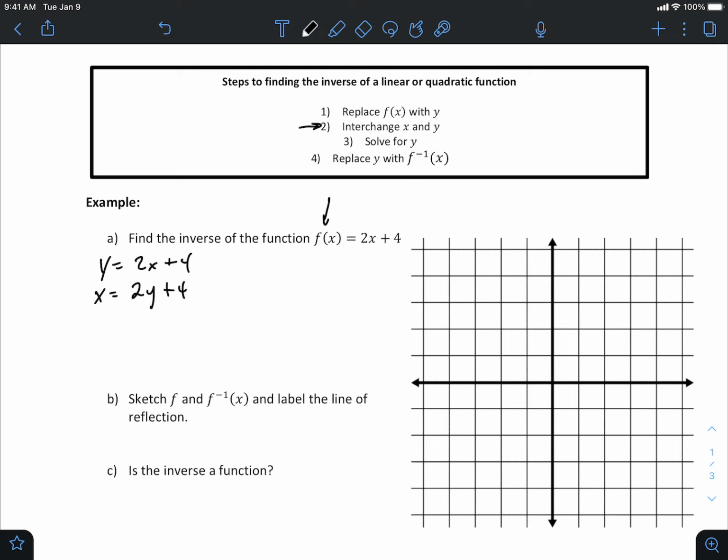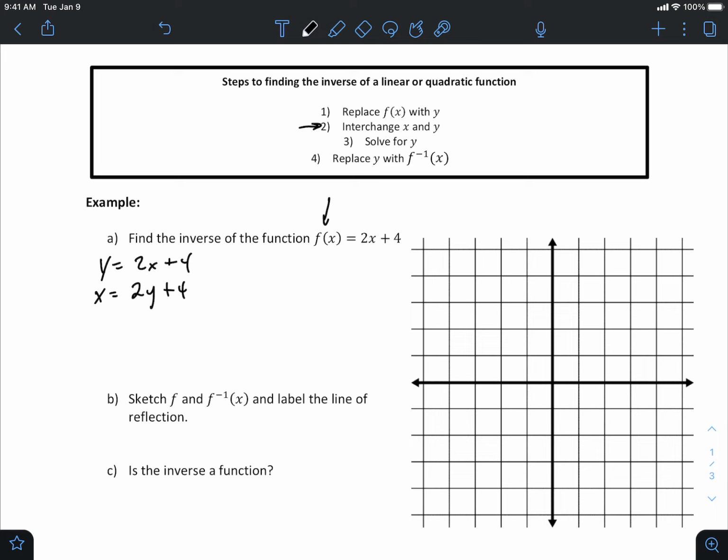Everybody see what I did? I interchanged x and y, just like the instructions told me. Now, an equation typically is not x equals 2y plus 4. How have all the equations you've seen been? Y equals, typically. So what I want you to do is rearrange that to give me the equation in terms of y equals. So just rearrange what's on the page and basically solve for y again.